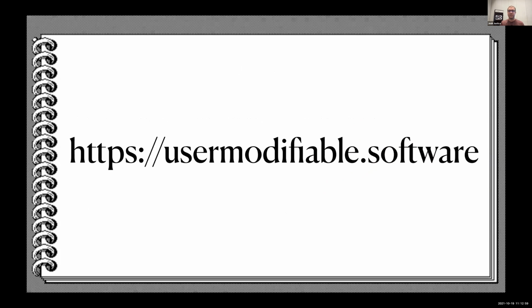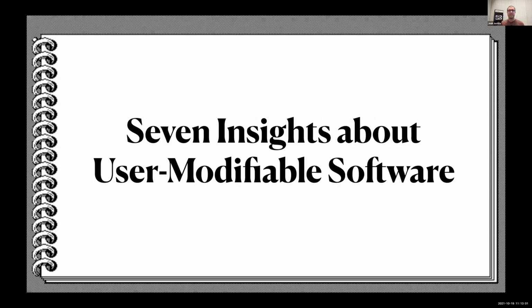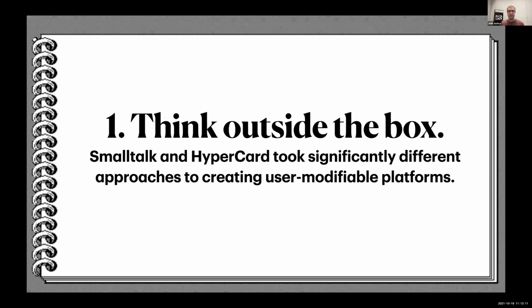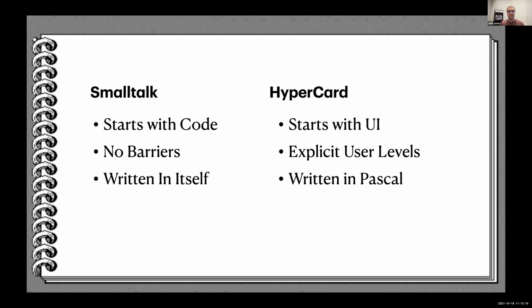I think you'll find a lot that is interesting and inspiring for the kind of things that y'all are working on. For today's talk, what I want to share out of here is 7 insights that I found about user-modifiable software, things that happen that we can learn from Smalltalk and from HyperCard that can apply to systems that we're trying to work on today. Number 1, think outside the box. Smalltalk and HyperCard took significantly different approaches to creating user-modifiable platforms. So let's contrast them for a second.